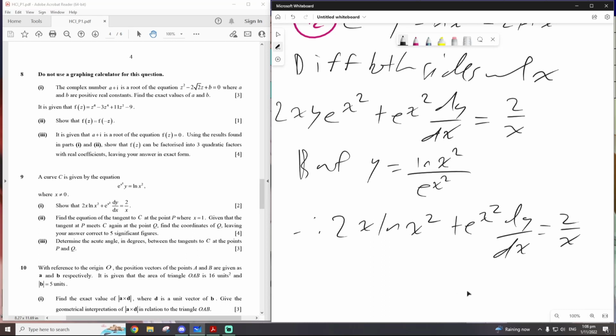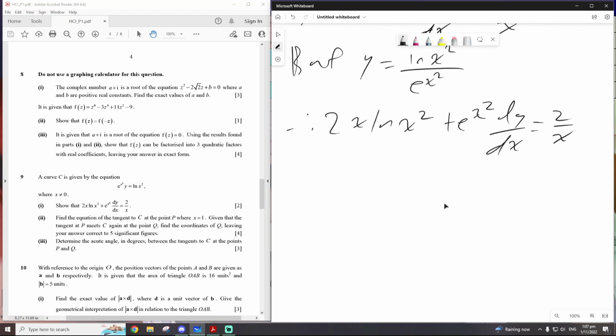Okay? Find the equation of the tangent at C at the point P where x equals 1. So, by the way, if it feels like the past few questions have been giveaways, I think it's because of the last 3 questions, and I will show you that in a bit. Hwa Chong is quite notorious for having difficult block tests, but surprisingly, their prelims are more manageable.